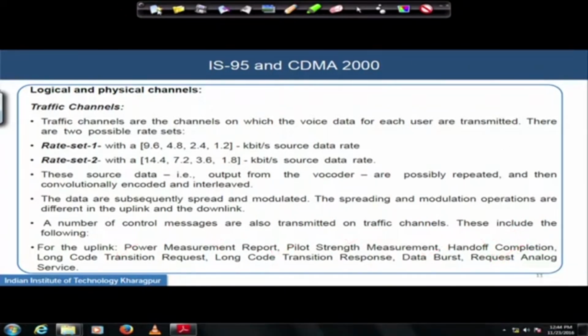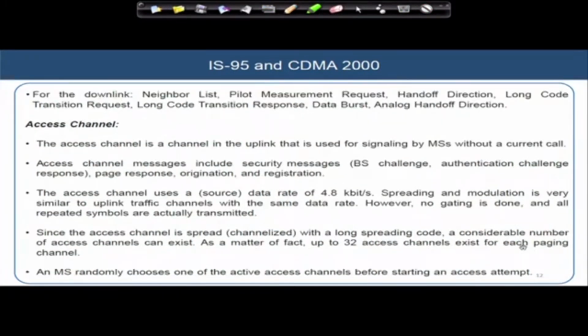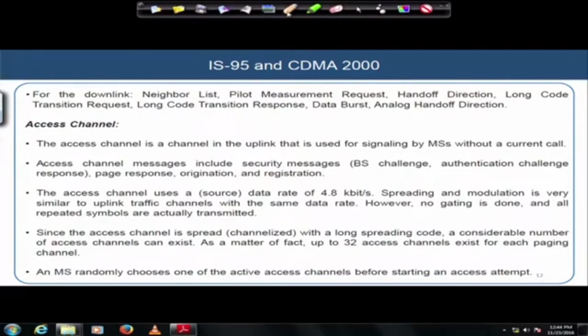These are all the important control messages that also flow through the traffic channel of IS95. For the downlink, such control messages will be the neighbor list, the pilot measurement request, handoff direction, long code transition, long code response, data burst, as well as the analog handoff direction. So, this was about the traffic channel.